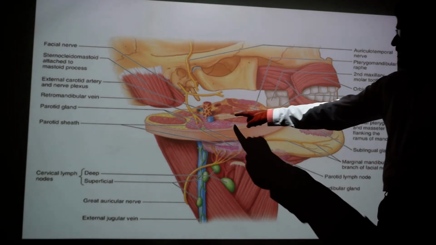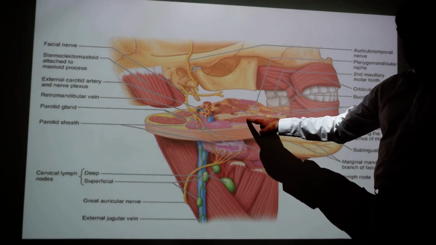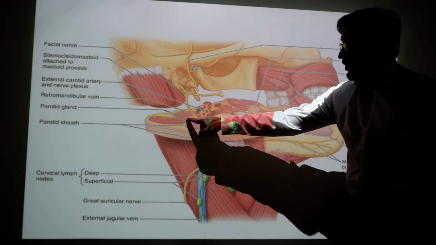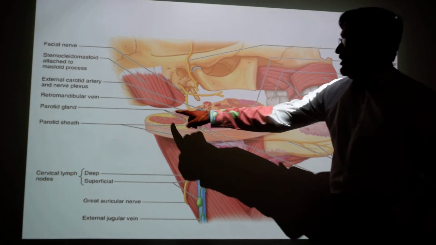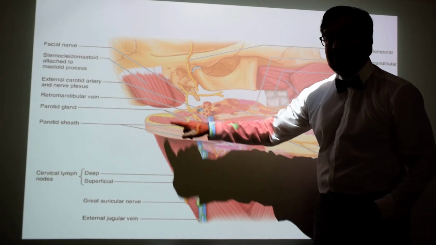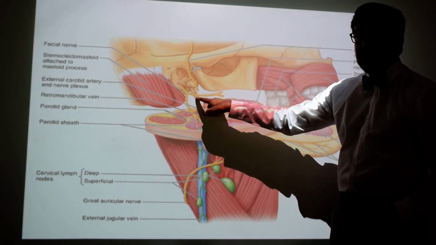So this is the mandible. This is the masseter. This is the medial pterygoid. This is your parotid gland. And these muscles are the muscles which are coming from the mastoid process. You see this? This is the styloid process, so the muscles coming from the styloid process.